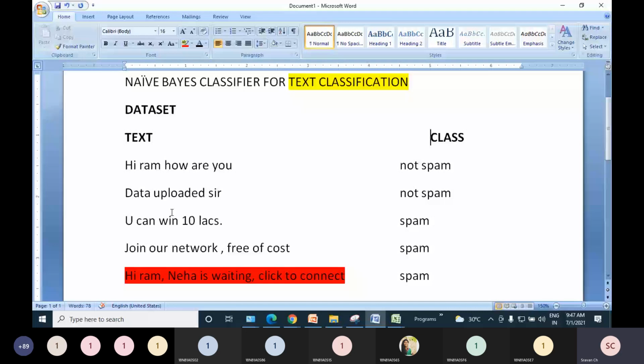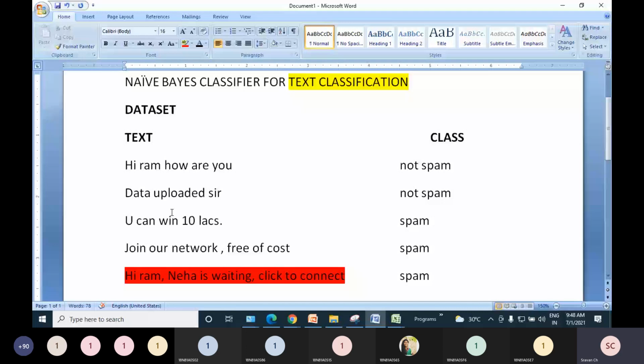So this is training data. Hi Ram, how are you? This is one text item which I took from some previous emails, and I already know that they are not spam mails. This kind of message I can get from my friends, my colleagues, my employers, or any other person who wanted to contact me.